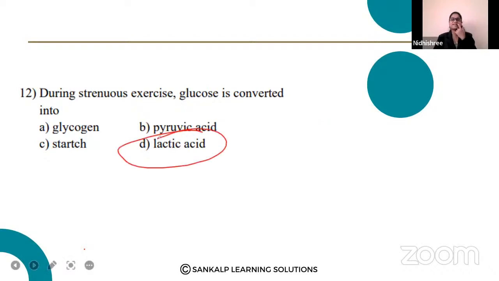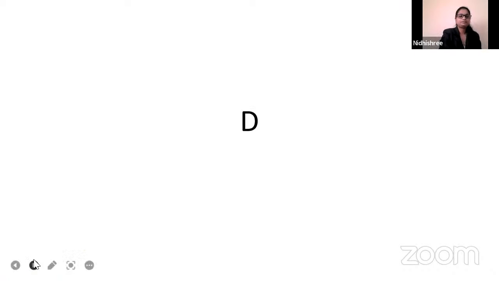Because during strenuous exercise, what happens? Our cells will be breathing anaerobically, not in complete absence of oxygen, but the reaction will be taking place in a low concentration of oxygen, which is called anaerobic respiration. So during that, the glucose will be converted into lactic acid. The right answer is lactic acid.